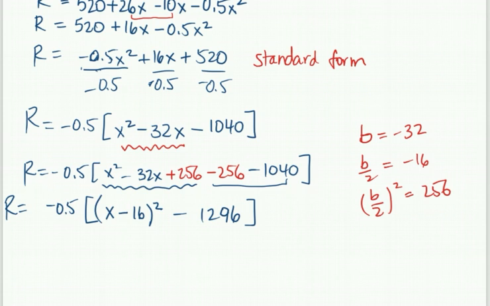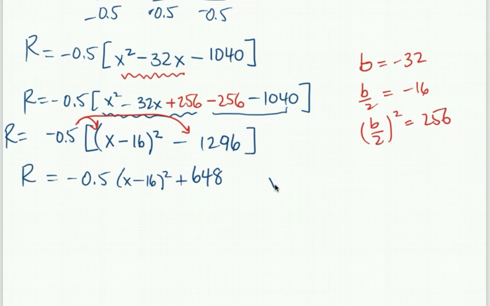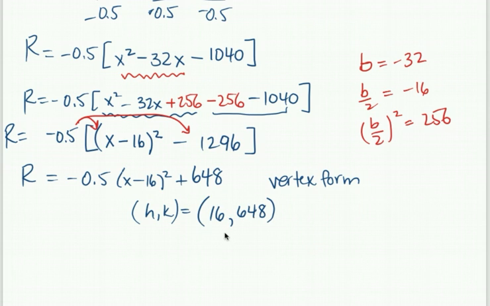Okay, so we don't want the extra square bracket. So we're going to multiply this 0.5 right there and to this one here. Okay, so there we go. All right, so now we have the vertex form. Okay, so we'll write the vertex out. So positive 16 and 648.